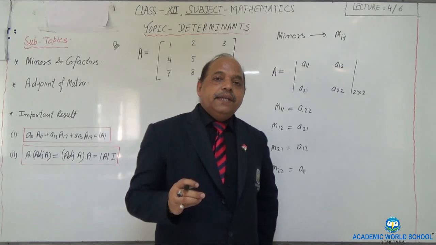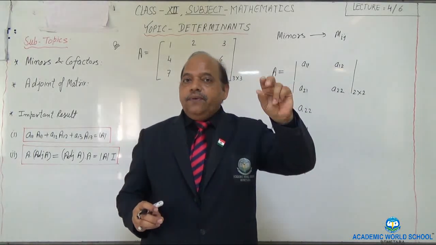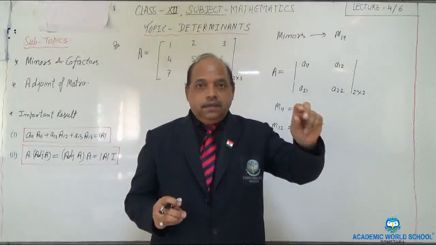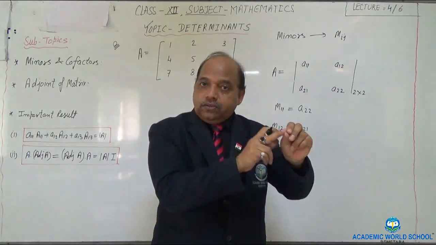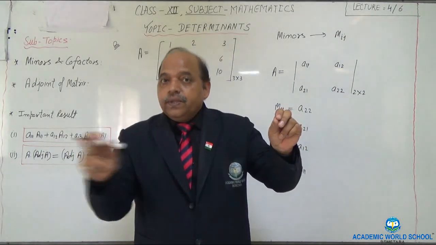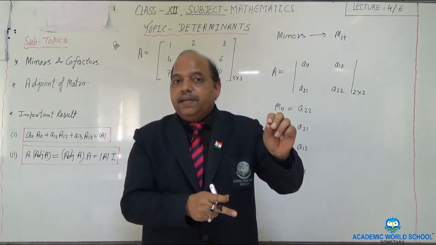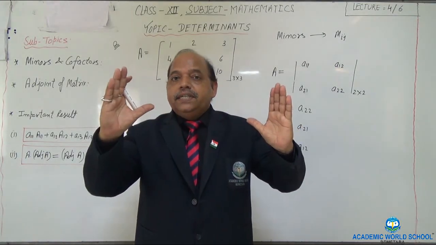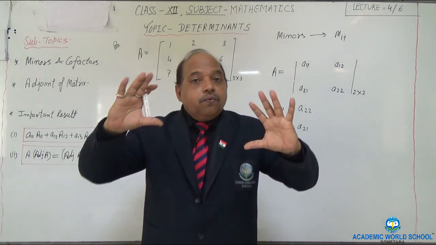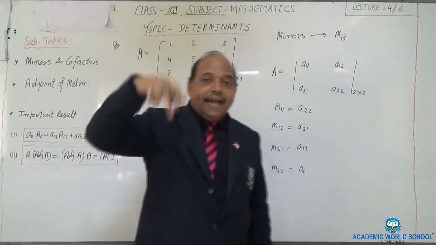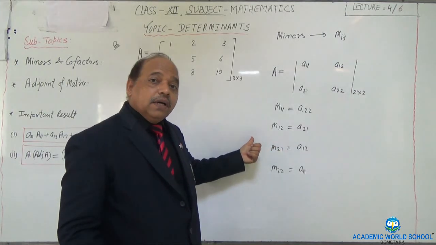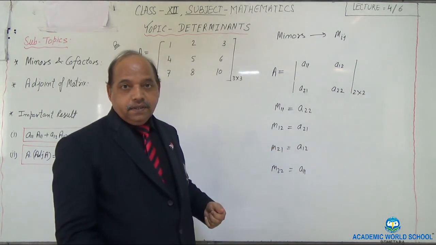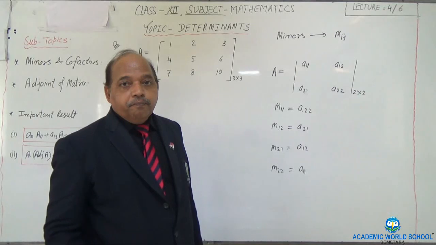How to calculate minor? To find out minor of any element, leave the row and the column in which it belongs. After that, whatever determinant is left, find out the value of that. That value is called the minor of the corresponding element. So this is about minors.